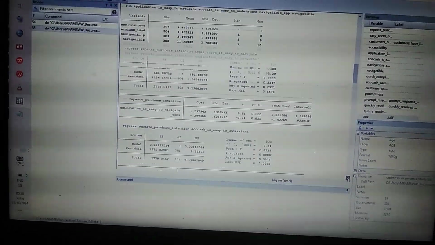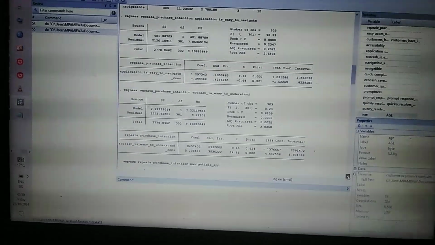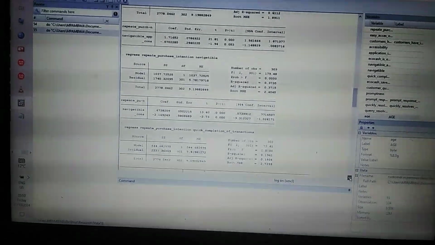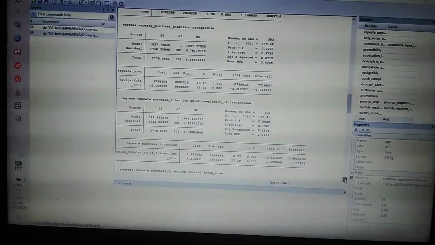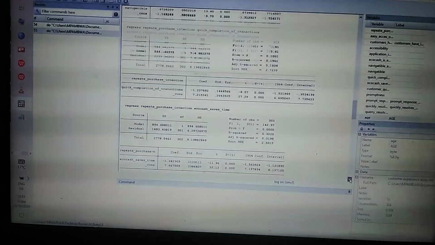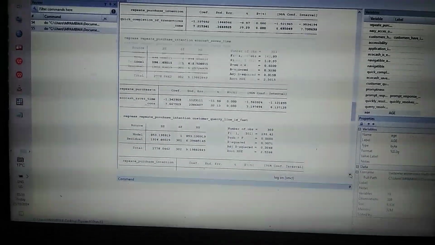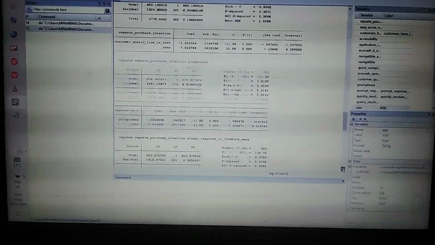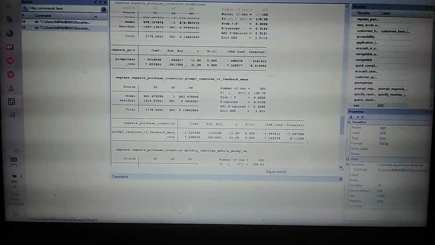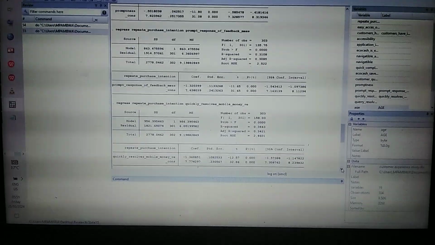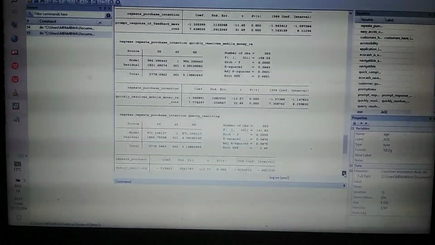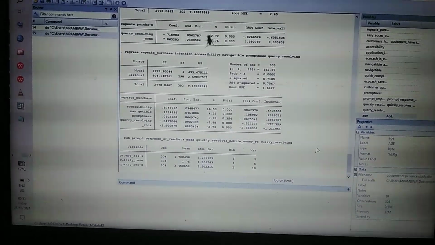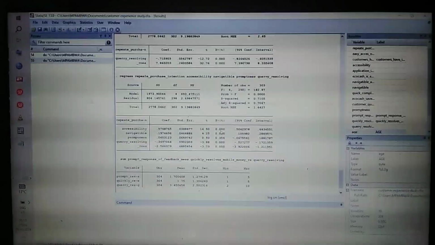I also did a multiple regression for this analysis. And the multiple regression was a combination of four components: query solving, navigation, meaning easy navigation of the mobile app of the company, and accessibility, and also, let me show you the variables here. We are saying promptness: how quick are they in solving the company's customers' queries?